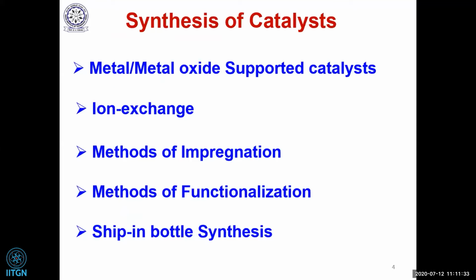Keeping that in mind, how do we implant the active site into the material? One can incorporate metal oxide supported on different supports. One can introduce the active site by ion exchange if the material has ion exchange capacity. One can employ the impregnation method, the functionalization method, and in the case of porous material, especially zeolite, one can also employ ship-in-a-bottle synthesis. These are the various methods by which one can implant the active site into materials.